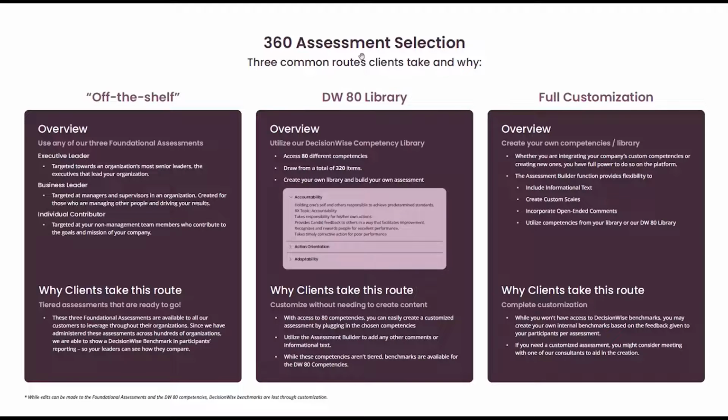Now, why do clients take this route? Well, they're built for you. They are ready to go. We've run them for hundreds of organizations. We have benchmarks available. They're great. That's the first option. The second option is we have a library of 80 different competencies that you can choose from. That means you can draw from a total of 320 items.